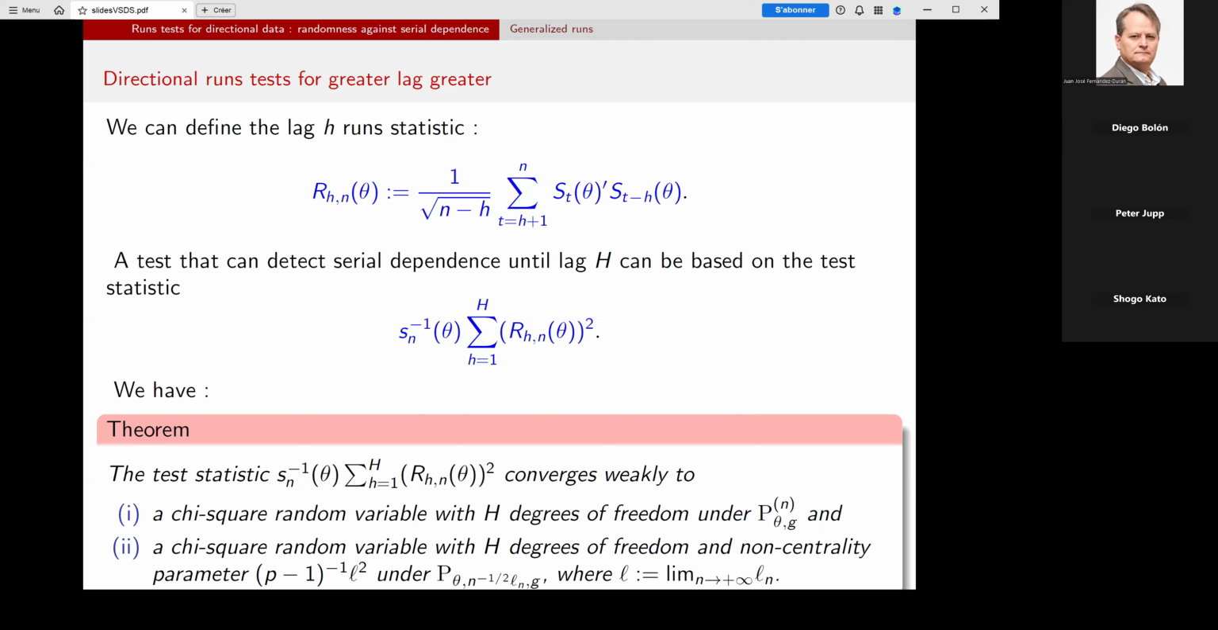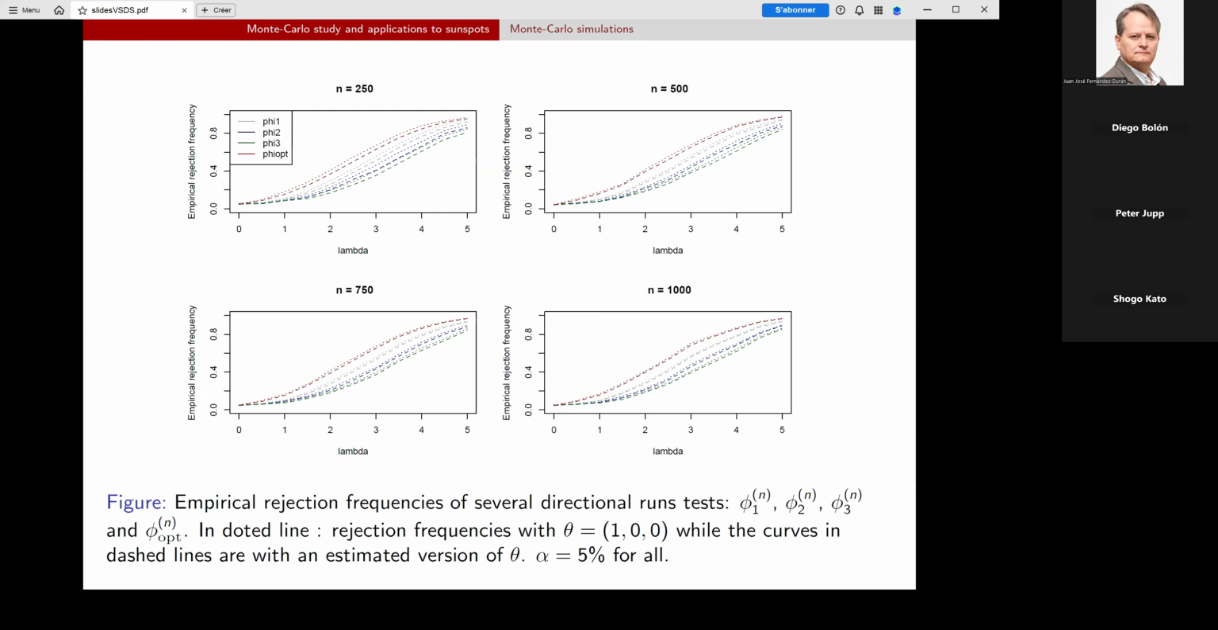Now we have our statistics, and we have said that for lag equal to 1 we have the optimal test. So let's look at the simulation. Phi_1, phi_2, and phi_3 are the classical run tests for h equal 1, 2, and 3, and phi_opt is in Bordeaux, the color Bordeaux. Each time you have two lines: the first for the estimator of theta, and the other with the true value of theta. You can see that, of course, phi_opt has the most important power, increasing to one as you go away from the null. And when n is large, you can see that replacing theta by a root n estimator of theta has no cost.